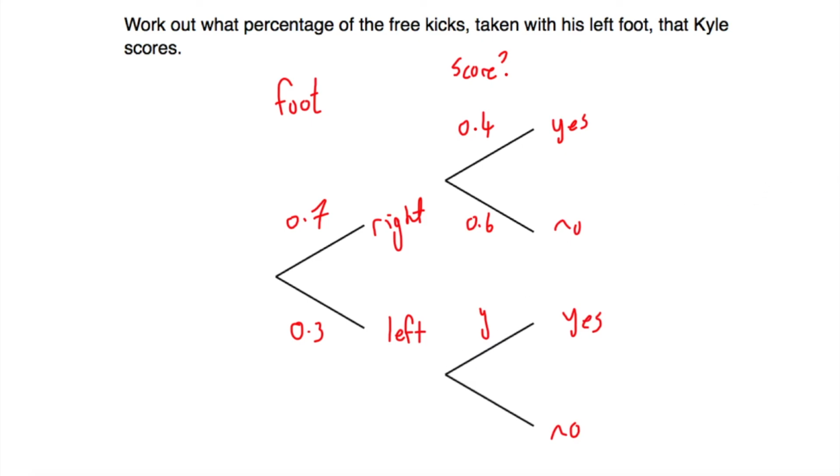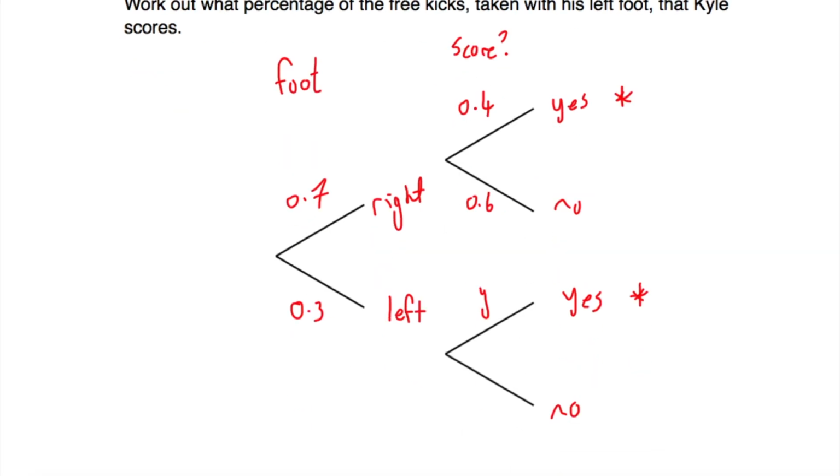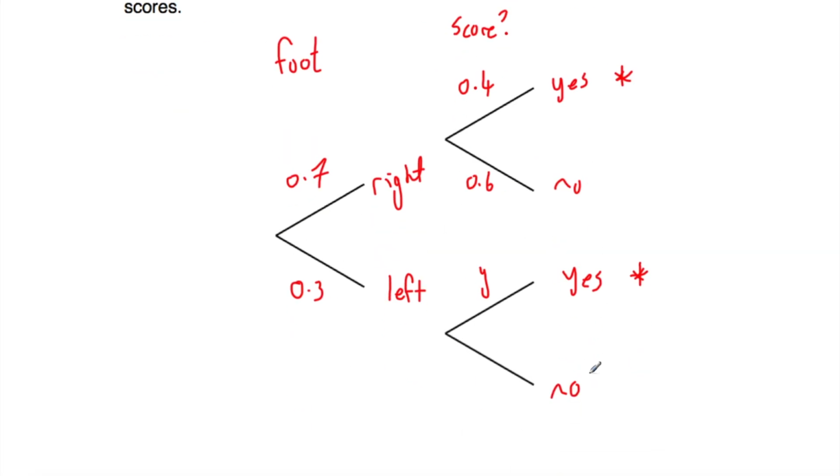Okay, so if we have a look here, we're told that he scores 32.5% of the free kicks that he takes. So in terms of the free kicks that he scores, that'll be right foot and score, which would be this one, and left foot and score, which would be this one. This one here is right foot and misses, and we've got left foot and misses. So those options aren't what we're looking at. We're looking at these two here because these are the ones that he scores. And we know that he scores 32.5%. So that means that this probability plus this probability will be 0.325.